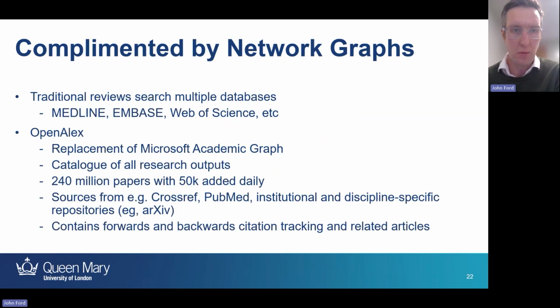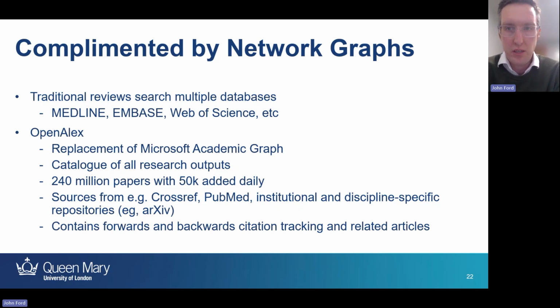What we also do is we complement it with network graphs. I'll just explain a bit about how we add in the network graph searches. So again, as most of us will be aware, if you do a traditional review, you identify your electronic databases, Medline, Embase, Web of Science, Cochrane, whatever databases you plan to use. And then you do multiple searches of those electronic databases. You combine them, deduplicate, and then you start screening.